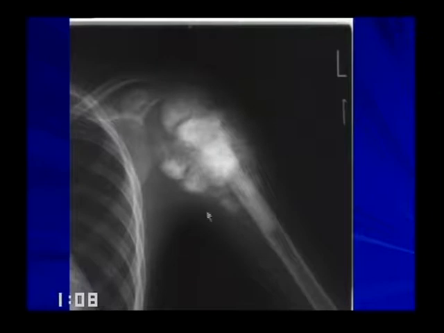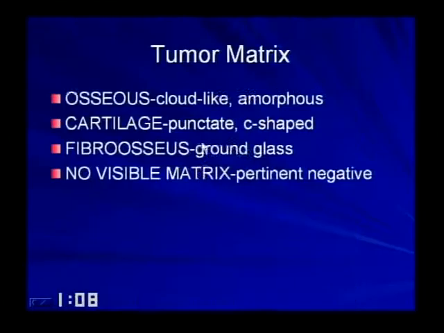And our next parameter that we're going to talk about is matrix, tumor matrix. And here we see this sort of amorphous mineralization. Tumor matrix, there are basically three that we see, and then a pertinent negative is no visible matrix. Osseous matrix is cloud-like or amorphous. Cartilage matrix is punctate and C-shaped. Fibroosseous is our classic ground glass.